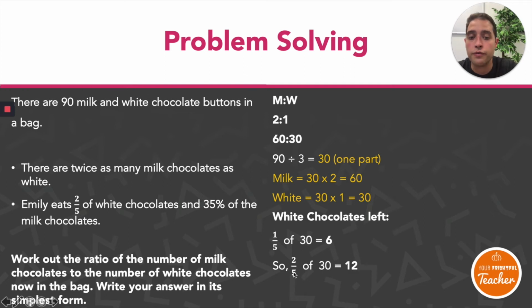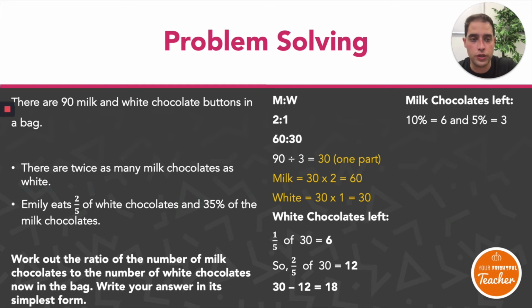I need 2/5, so I times that answer by 2. So 2/5 of 30 is 12. So 30 minus 12 is 18. That's how many white chocolates are left. Because there were 30. Emily eats 2/5 of the white chocolates, and I know the value of 2/5 is 12. So 30 white chocolates minus the 12 that she's eaten leaves me with 18.